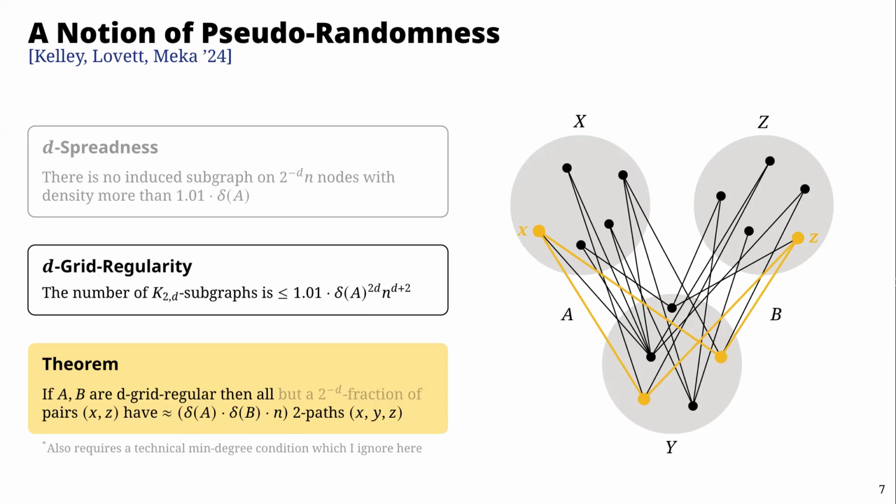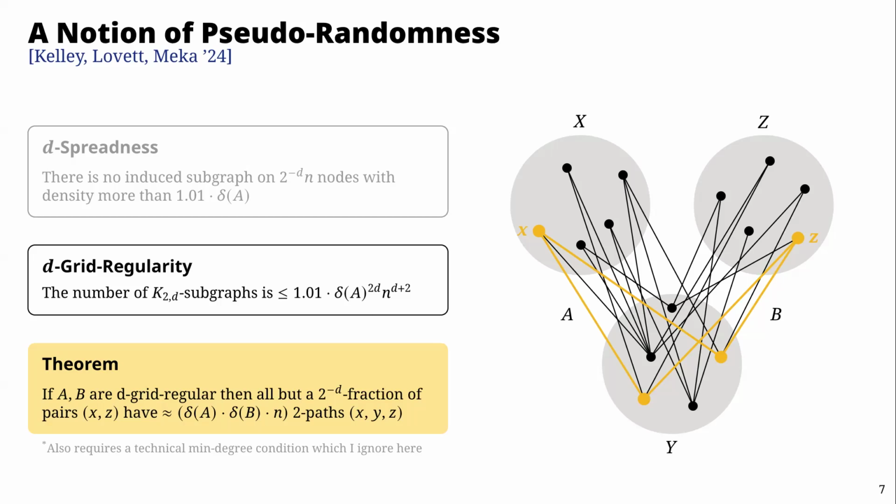Okay, now that's not exactly true, but in fact, this is true for all but a 2 to the minus d fraction of these pairs. So for almost all pairs, you have approximately as many two-paths as you would expect. Now, I should mention this theorem also has another technical condition, which is also very important for the decomposition in our paper. But for simplicity, I'm just going to ignore it in this talk.